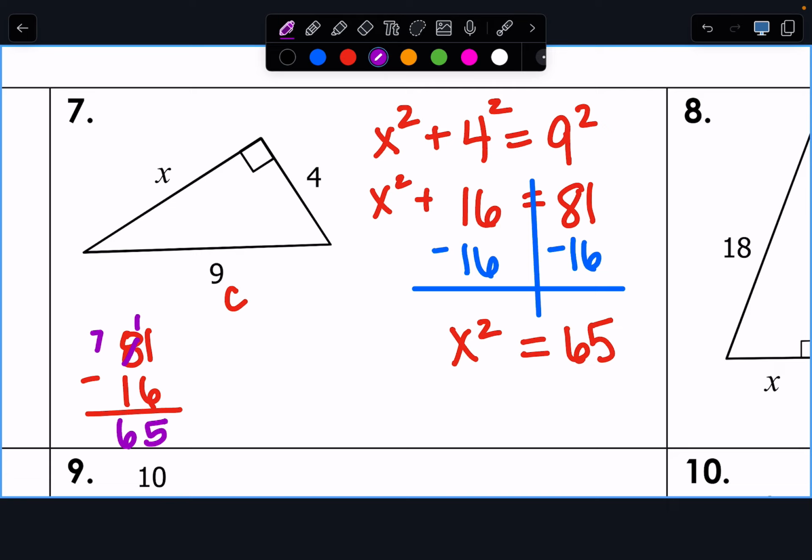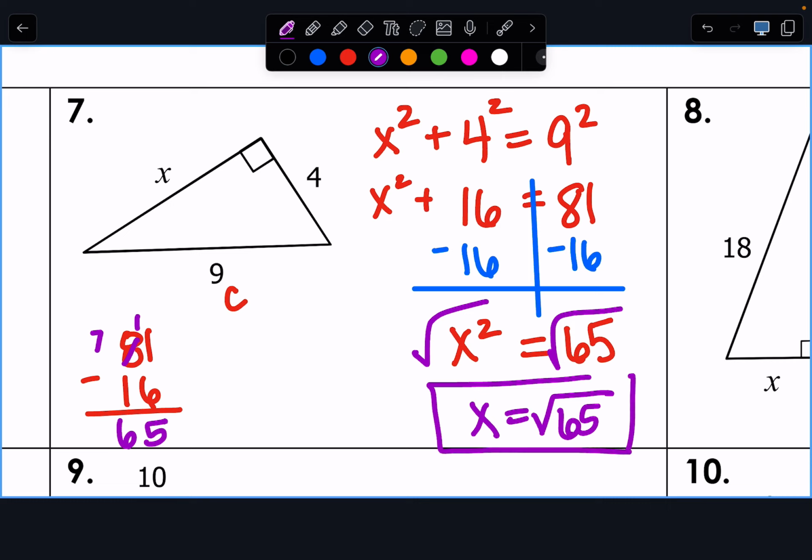Now, here we have x squared equals 65. I'm going to square root both sides. Is 65 a perfect square? No. 65 is not a perfect square. So we have to leave our answer as an irrational number. Your answer is the square root of 65. End of story.